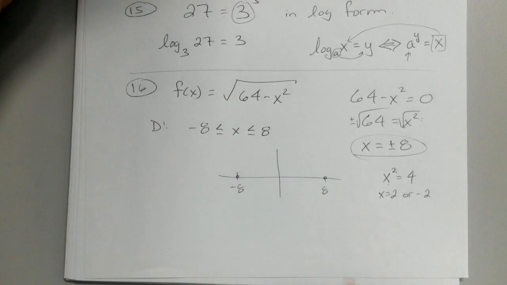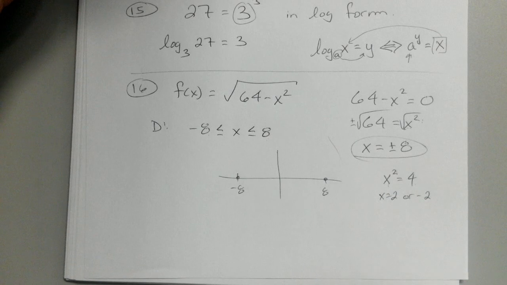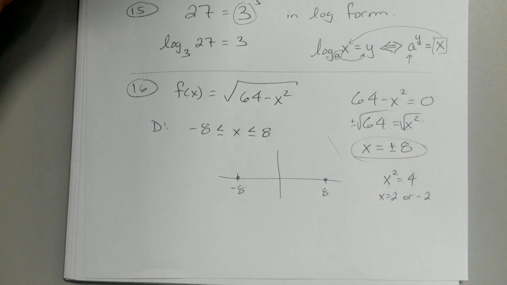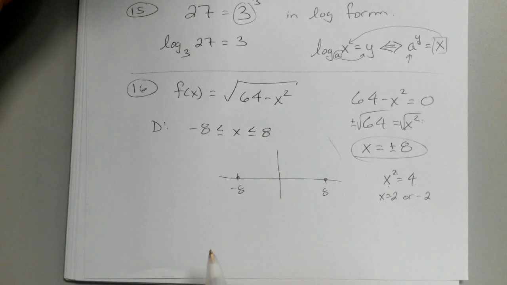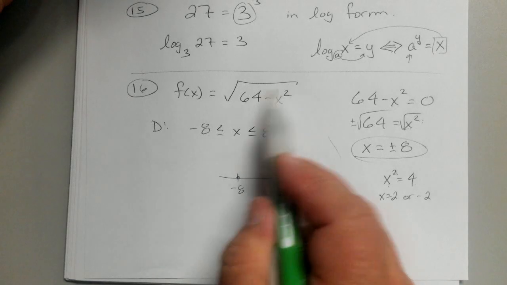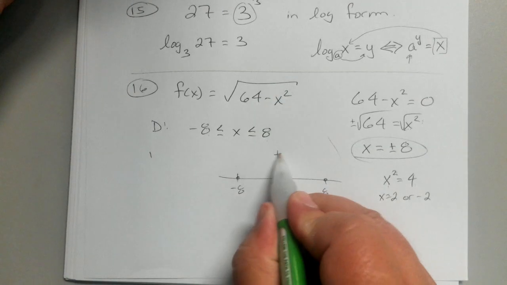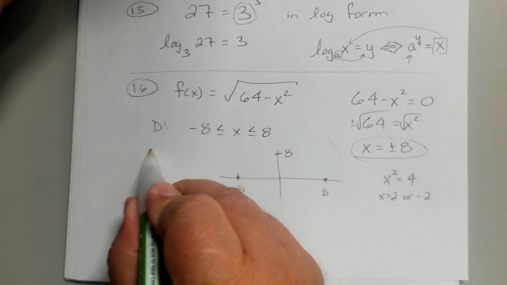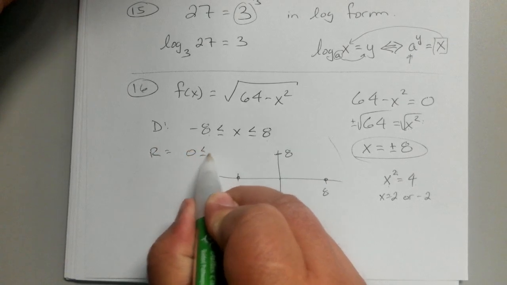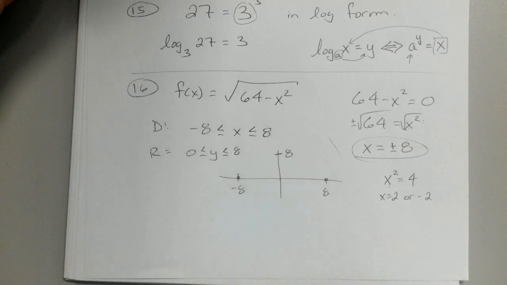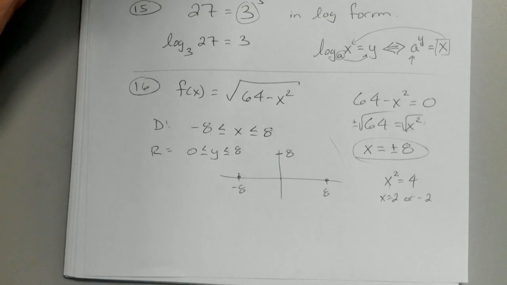It's a radical. Is it above or below the x-axis? Has to be above. So, midpoint, when x is 0, what's the value going to be? What's the square root of 64? So the range is from 0 to 8.